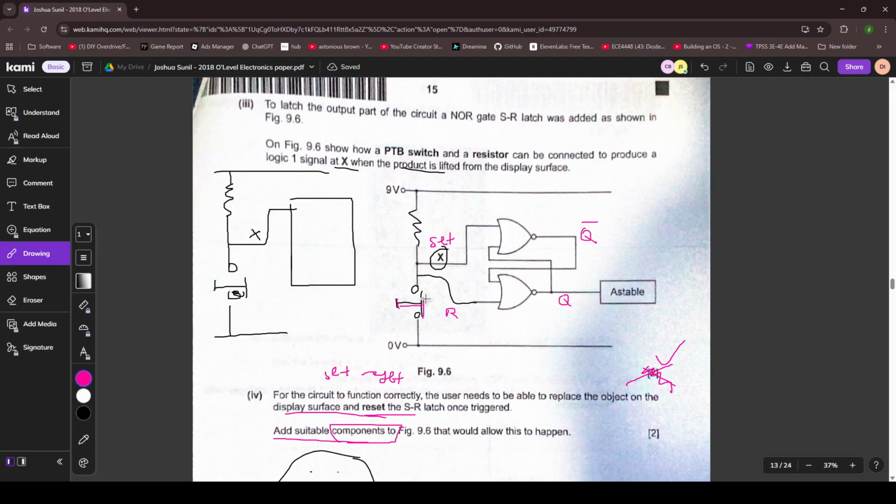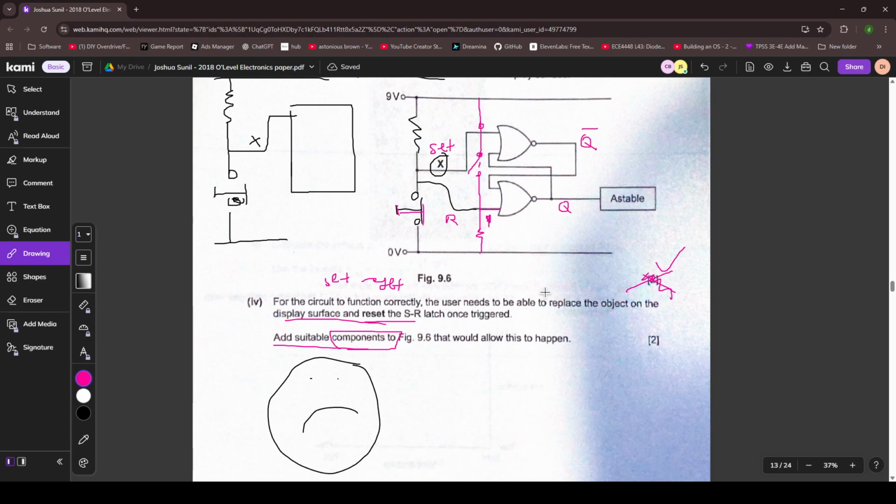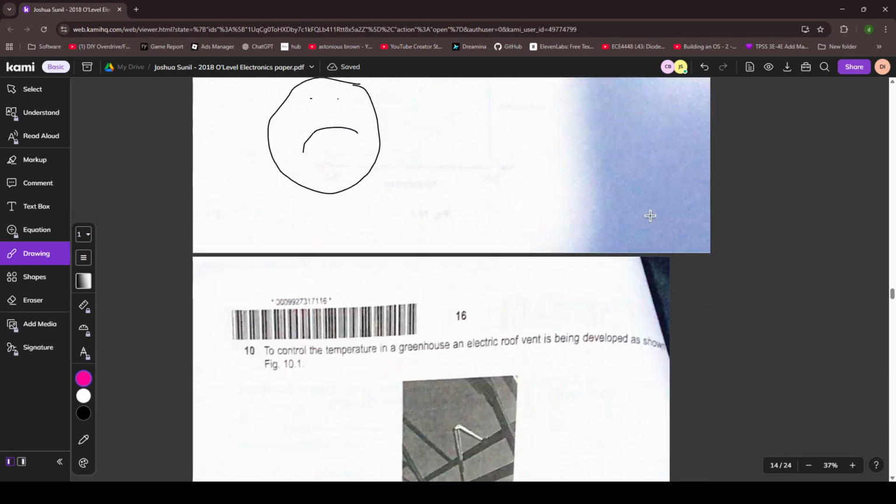Okay, yeah. So what I'm going to design for this, I'll probably add a switch, and I'm going to make it such that when the switch closes, the reset pin will be 1. So I can do a switch, then connect this to a resistor, and that's it. So when this switch is open, this pin will normally be 0. But once this switch closes, this will be 1, and then it resets everything. So yeah. Alright, wait, how many marks is this?